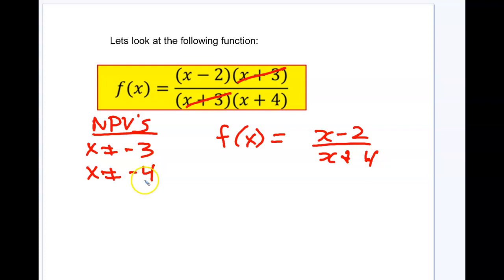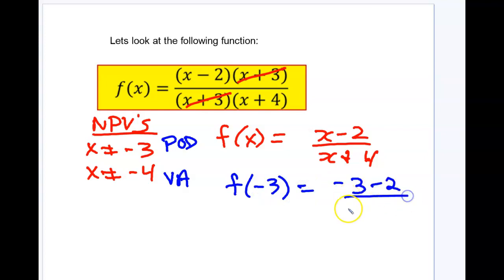So, because the factor x plus 4 still remains in the denominator, the value x equals negative 4 is going to show up on my graph as a vertical asymptote. The value negative 3, because it's no longer in the denominator and it completely cancels out, is known as a point of discontinuity or a hole in the graph. And to figure out the y-coordinate of the hole in the graph, we just plug negative 3 into whatever is left in my equation here. And if I work that out, I get negative 5 over 1, which is negative 5.